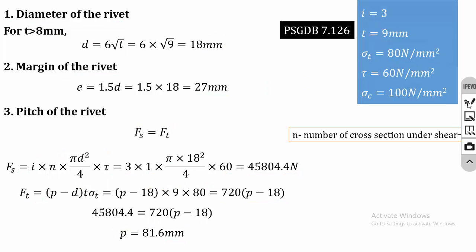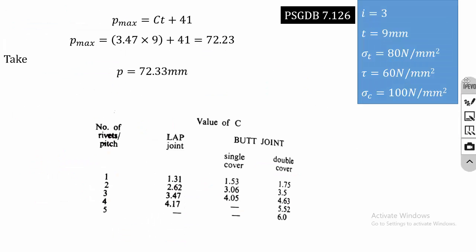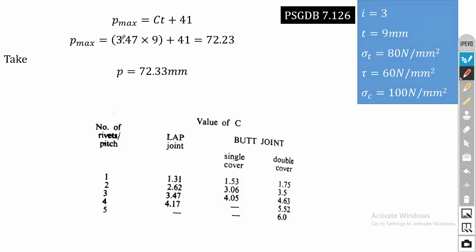So now we have to calculate the P maximum value. So P max is equal to CT plus 41. So this equation is in data book page number 7.126. So P max is equal to C. So C we have to take from this graph. So this graph is there in the data book 7.126. So this is for lap joint and this is for single cover butt joint and this is for double cover butt joint. And this is the number of rivets.